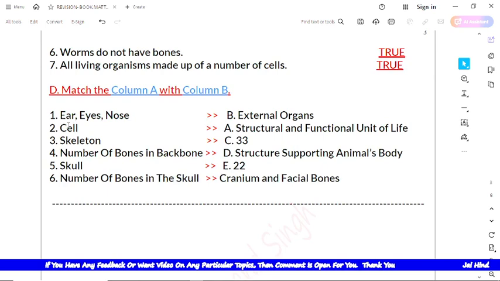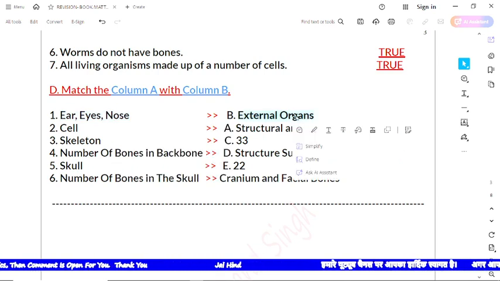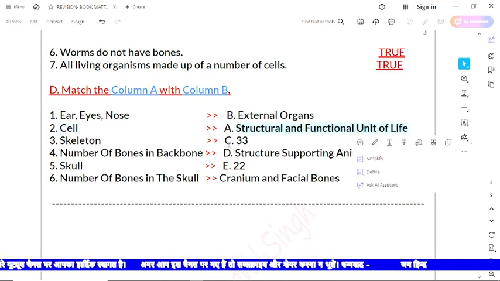Now the next is match the column, column A to column B. The first is eye, ear, nose. That is an external organ. B is the correct option for this question. Now the next is cell. A cell is the structure and fundamental unit of life. A is the correct option for this question.